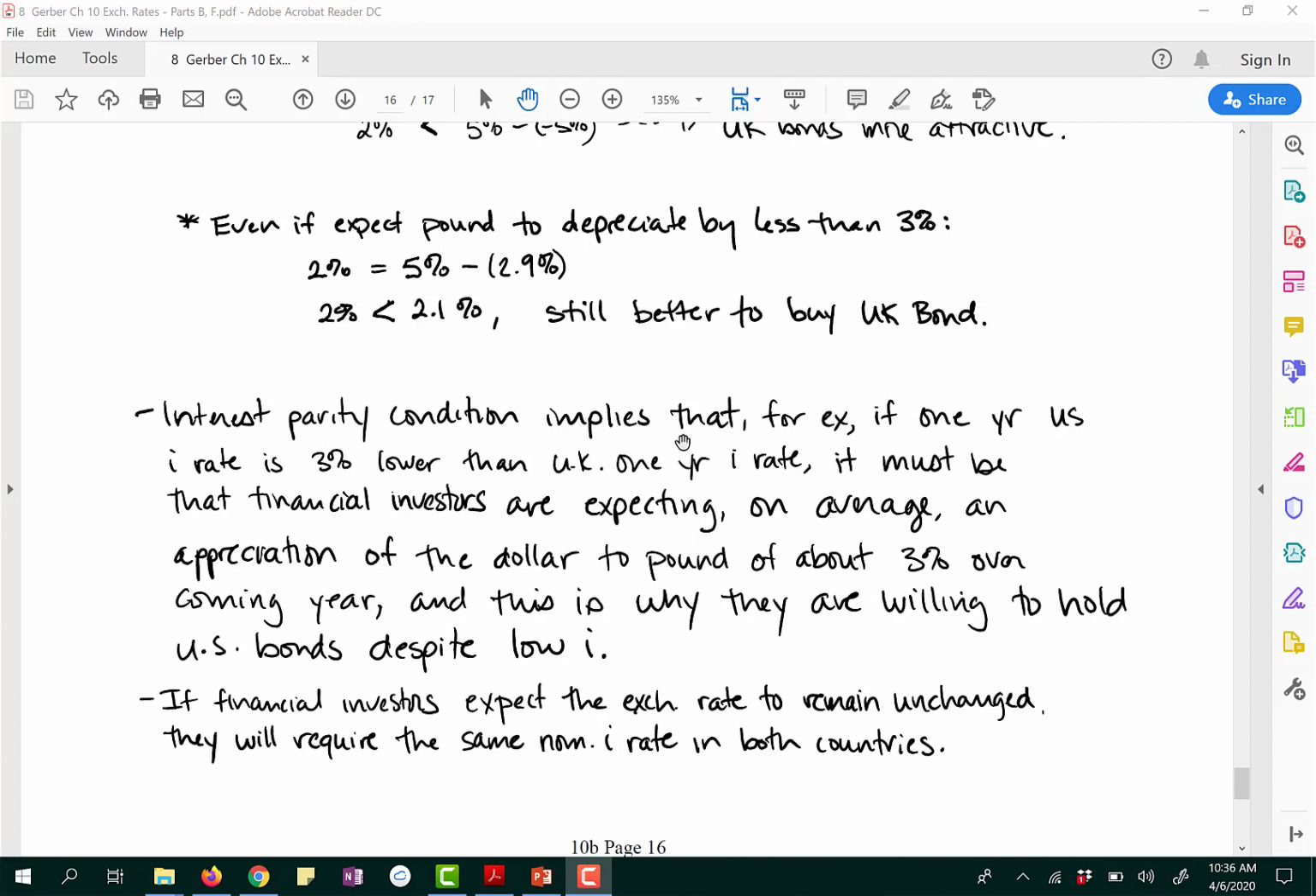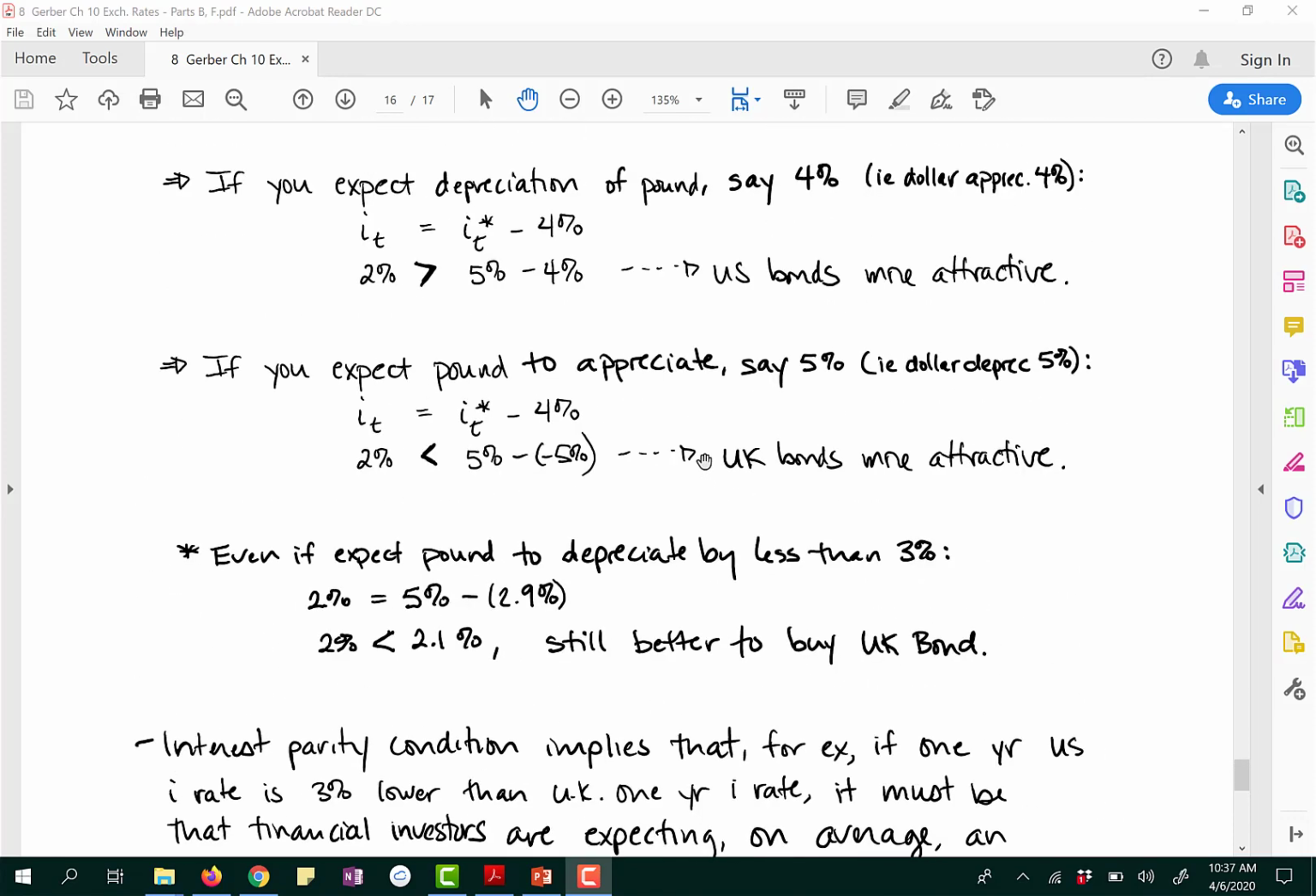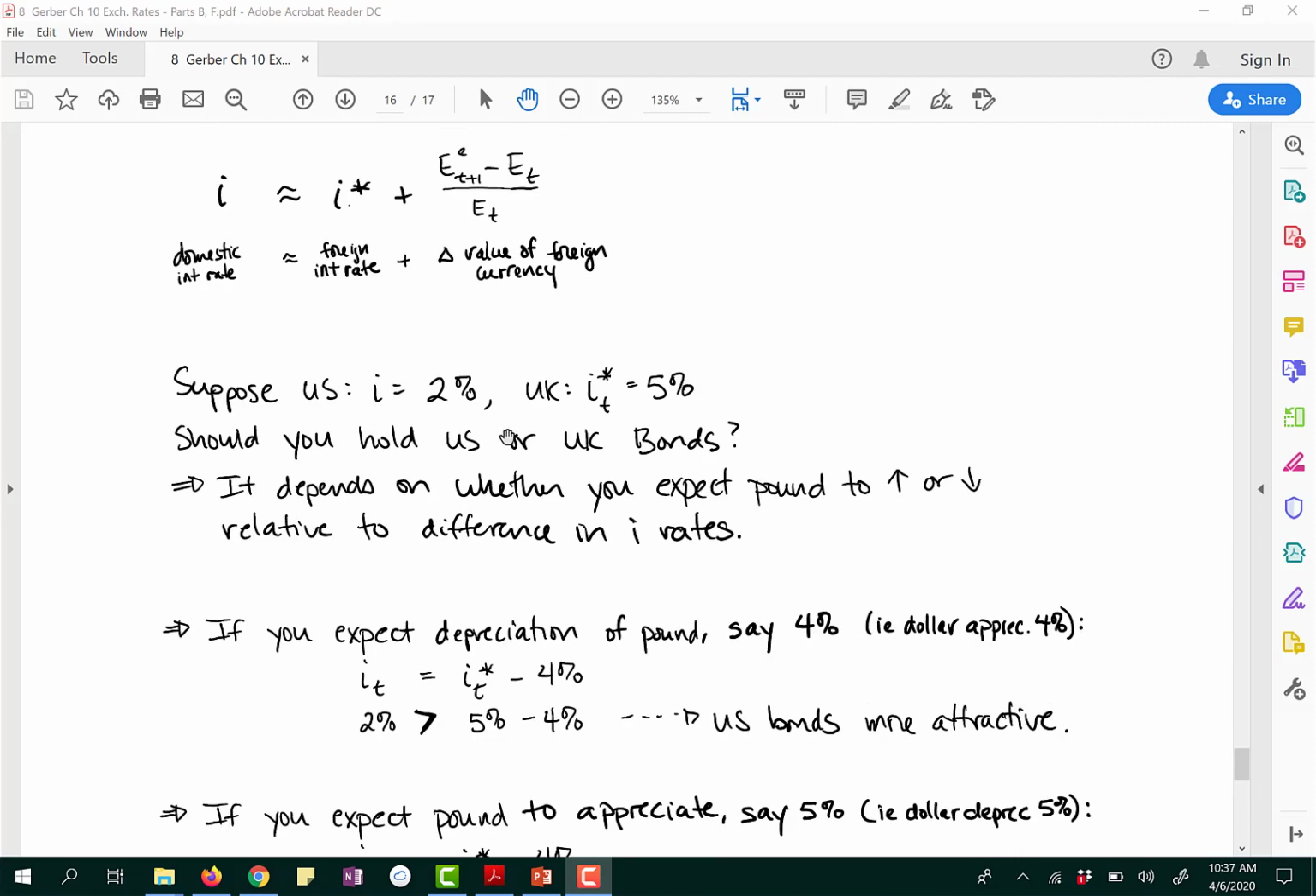Interest rate parity implies that, for example, if a 1-year US interest rate is 3% lower than the interest rate on a 1-year debt instrument in the UK, it has to be the case that financial investors are, on average, expecting the dollar to appreciate by 3%, or in other words, the pound to depreciate 3% versus the dollar over the coming year. If that wasn't the case, nobody would be willing to hold US bonds given their lower interest rate.